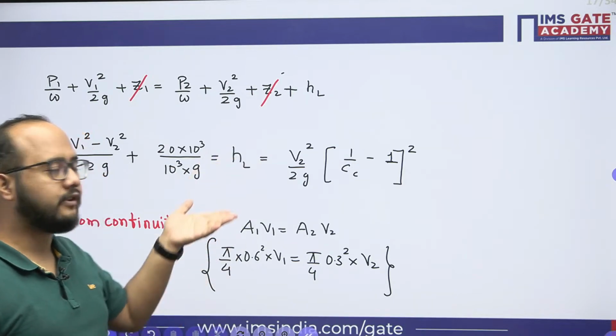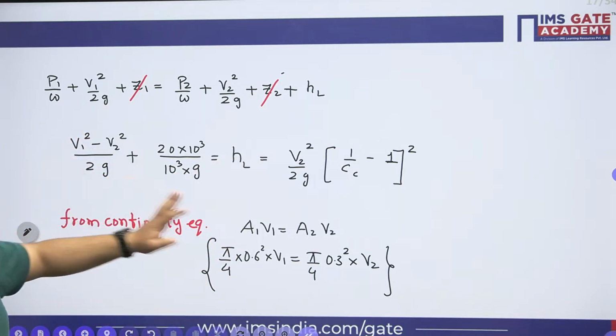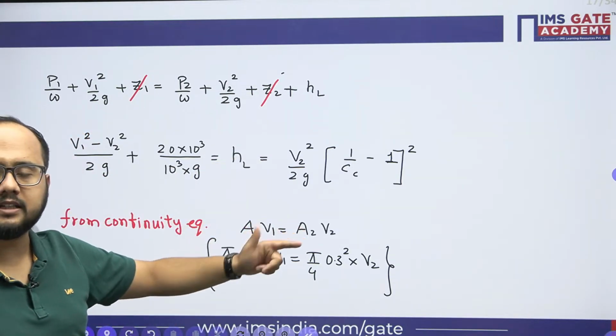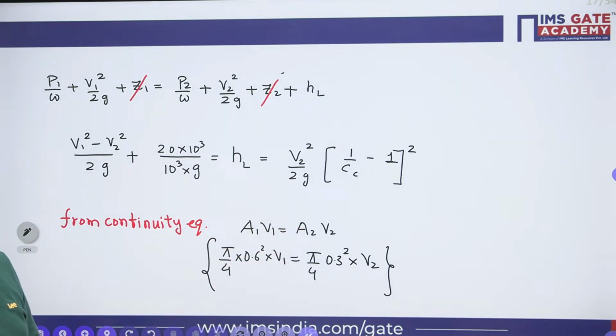We have to first apply the Bernoulli's equation, then the continuity equation, and using both relations I will get one of the unknown values like V1 or V2. Using that unknown value I can easily get the discharge also. Correct? So just solve this one and tell me what the answer will be.